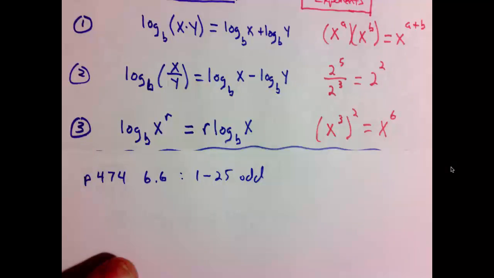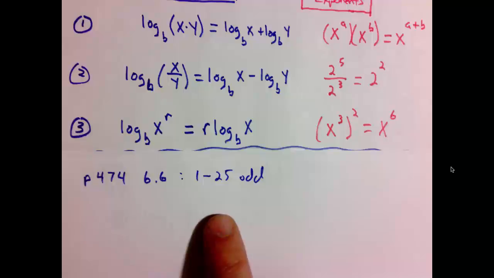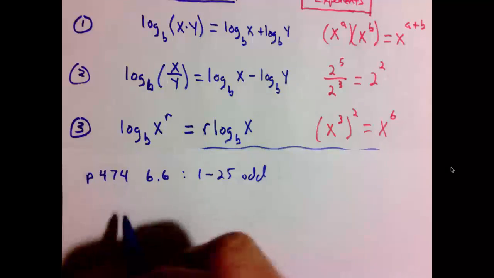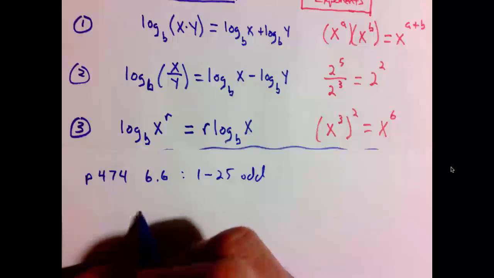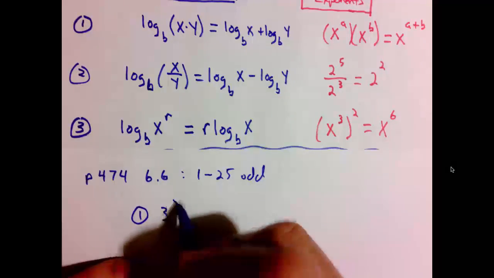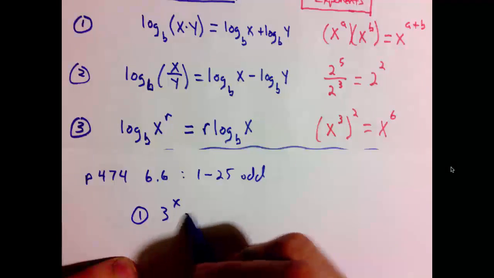Alright, we're looking at page 474. We're going to be doing 1 through 25 odd. Okay, problem number 1 gives us the equation 3 to the power of x is equal to 5.